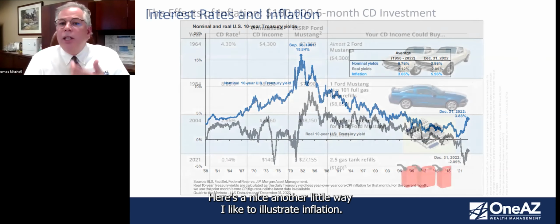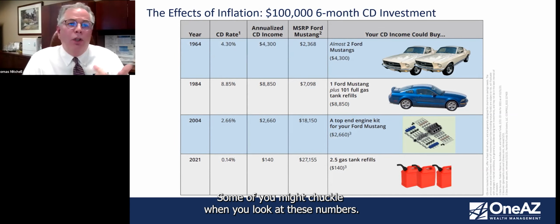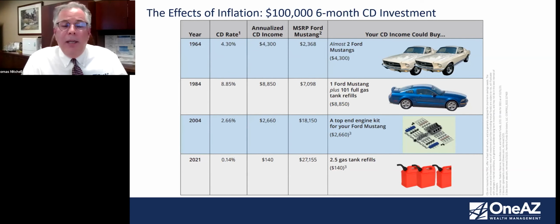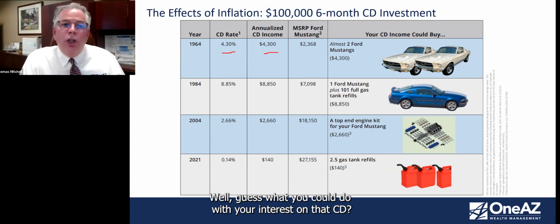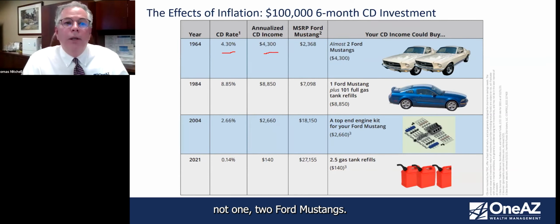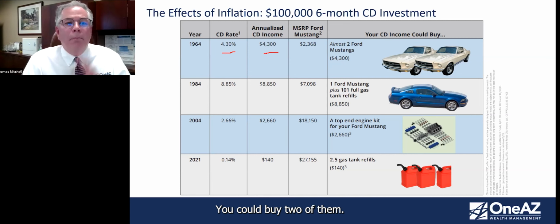Big difference. Here's another way I like to illustrate inflation. Some of you might chuckle when you look at these numbers. Look, in 1964, if you had a $100,000 CD, a certificate of deposit at a bank, the CD rates were what, 4%. That 4% earned about $4,300. Well, guess what you could do with your interest on that CD in 1964? You could actually buy two, not one, two Ford Mustangs. They were going for about $2,300 back then. You could buy two of them.